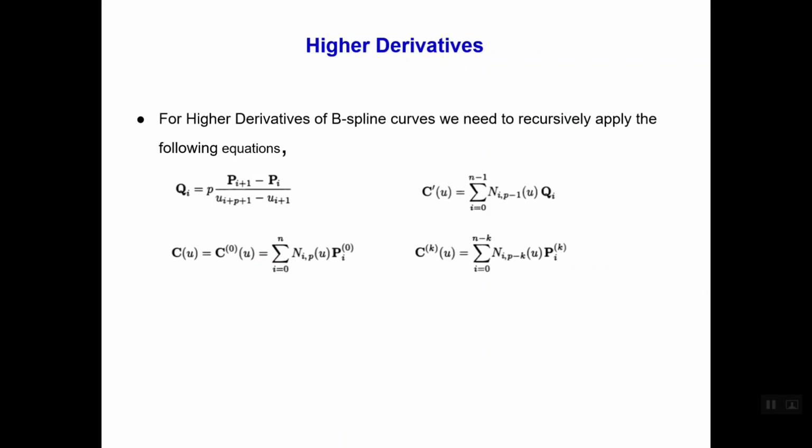Since the first derivative of a B-spline curve is another B-spline curve, recursively applying this equation to a B-spline curve and its basis function, we can generate the higher derivatives. Recursively applying the derivative on these two equations can generate higher derivatives of B-spline curves, which is this value.